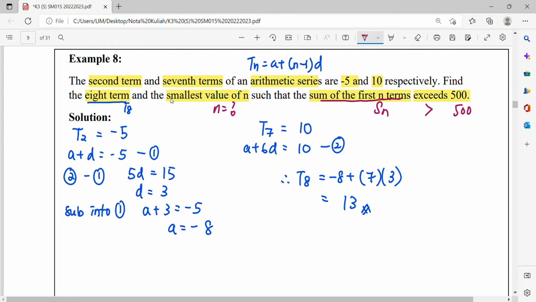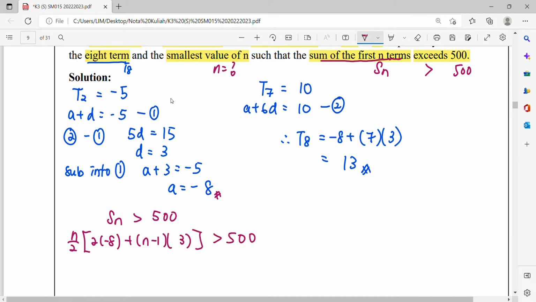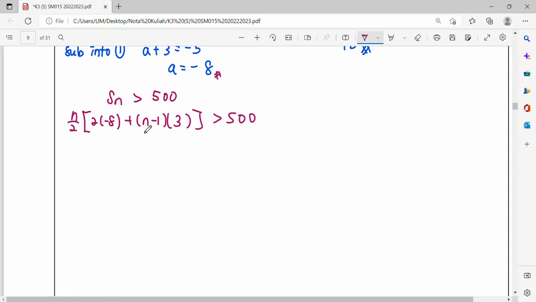So now the question changed to another concept. It is testing us on the Sn concept. So Sn greater than 500. We plug in our formula of Sn, where Sn is equal to n over 2 times (2a plus (n minus 1)d). We have our a already, so we substitute. Our a here is -8. This n is involving inequalities, which involves our concept from topic 2, so we apply our concept in solving the inequality.